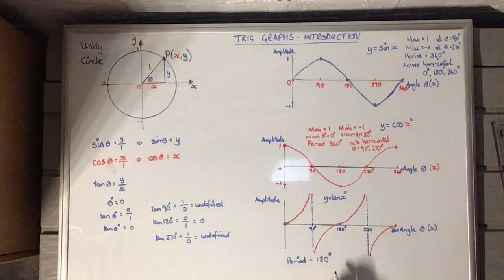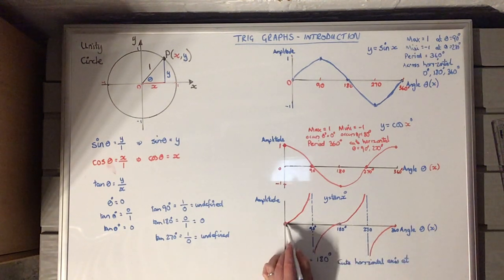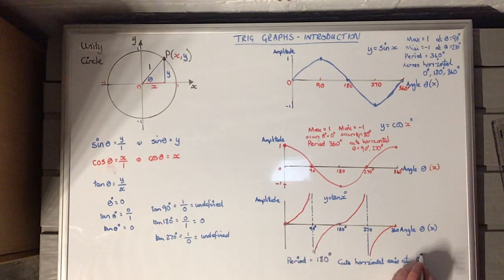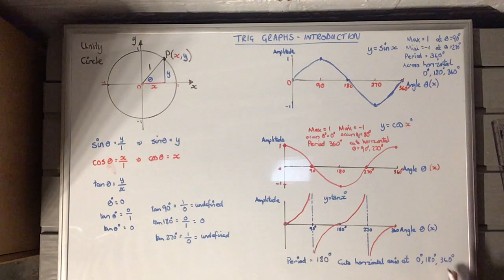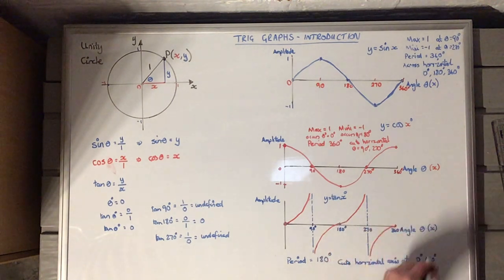Now we can define where it cuts the horizontal axis. It cuts at 0, cuts at 180, and if we want to do it over 360, we could say it cuts at 360 again, but that's, remember, that's two waves. So if we're only talking about one tan function and where it cuts the axis, we really should just have 0 and 180, because 360 is the next wave.